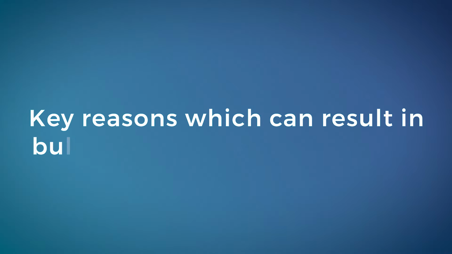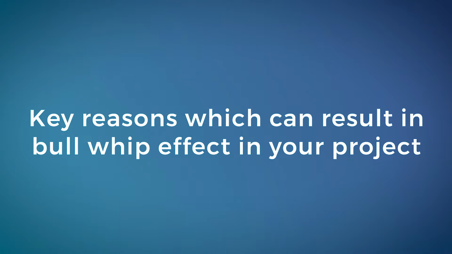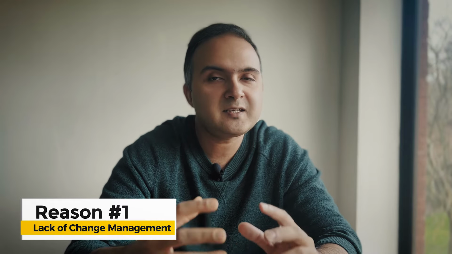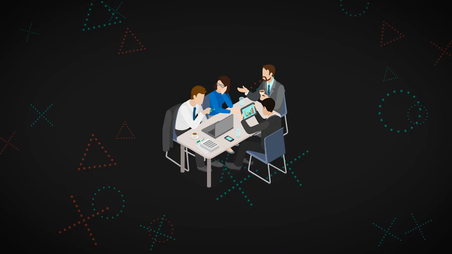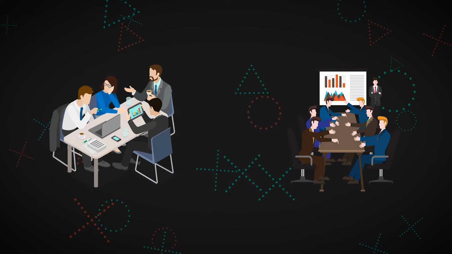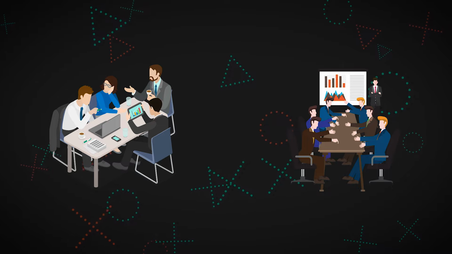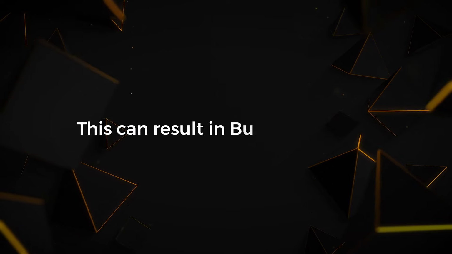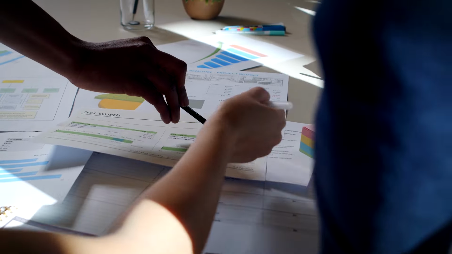Now let's talk about what are the key reasons which can result in bullwhip effect in your project and how, as a good project manager, you can control or manage them. The first reason why bullwhip effect can show up in your project is due to the lack of early change management. If in a project a lot of changes are accommodated in the initial stages without proper review and impact analysis, this can result in bullwhip effect later in your project.